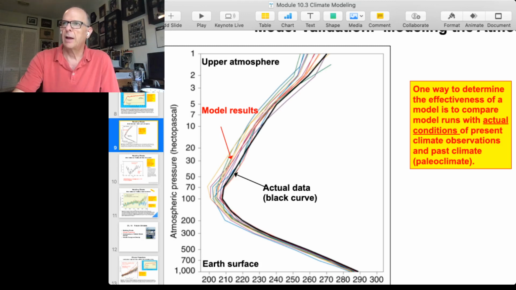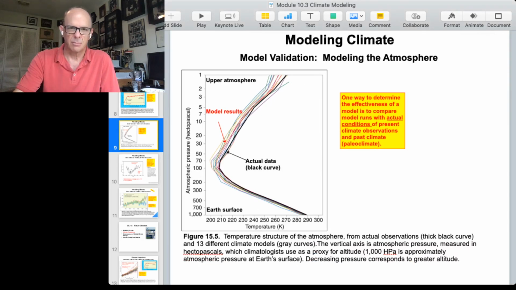So let's take a look at some of the results that we get from these different models. In this particular example, we're looking at the temperature of the atmosphere as a function of altitude. So it's temperature on the horizontal axis, altitude on the vertical axis, and the solid black line shows actual measurements, and all of the other different curved lines show outputs from model predictions. So running these sophisticated, complicated computer programs to predict what the temperature would be.